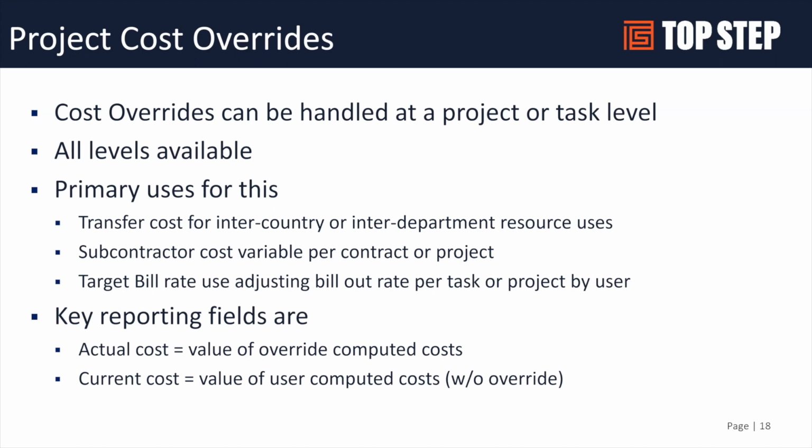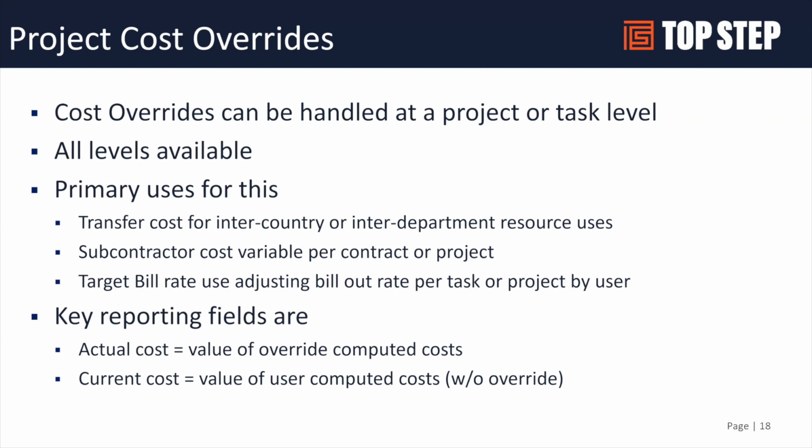On a project, you have a loaded override that you can set at a user level to say on this project, this user's cost, either primary, secondary, or tertiary, is going to be set at this rate. So when time is entered, it will use the project cost first if there is one. If not, it will default to the user cost.